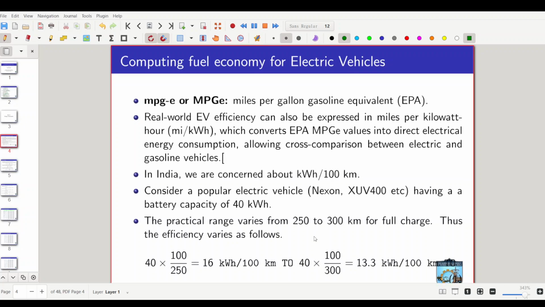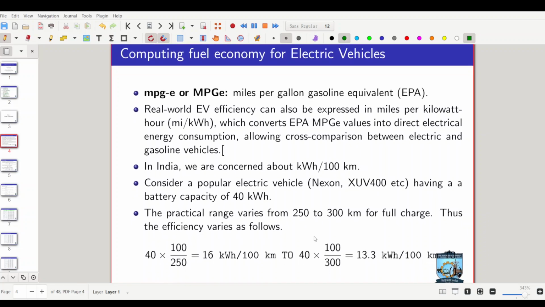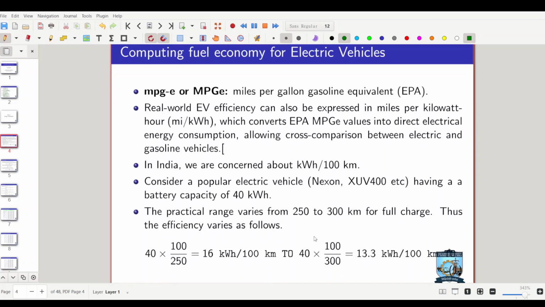Whenever, especially in Indian markets, every vehicle is generally compared in terms of the fuel economy. One such unit is MPGe, miles per gallon gasoline equivalent, given by the Environmental Protection Agency of the United States, but this unit may not be relevant for the general public in our country.